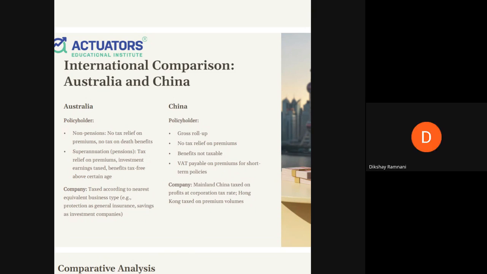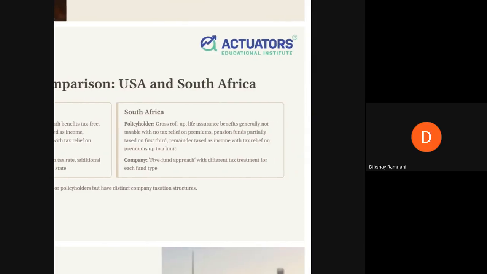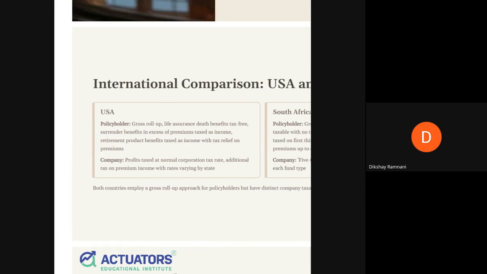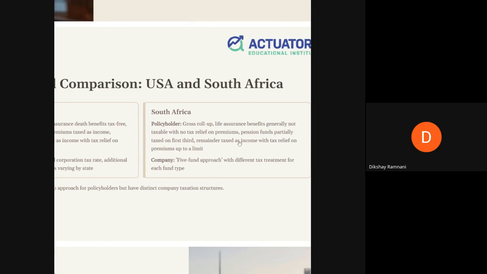Can you go up? I think I just have one question. So here in USA, are we saying that there's no tax on premiums, is it? There is a tax on premiums, this is an excess of premiums taxes. Oh, that is when you're getting the benefit. Right. So here, I think you mentioned that premiums, you can just pay, it will be tax free. But on the right side, South Africa, premiums are taxable, right? Because it says no tax relief on premiums.